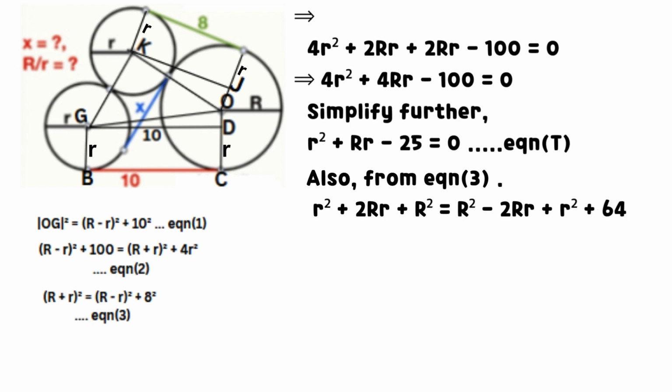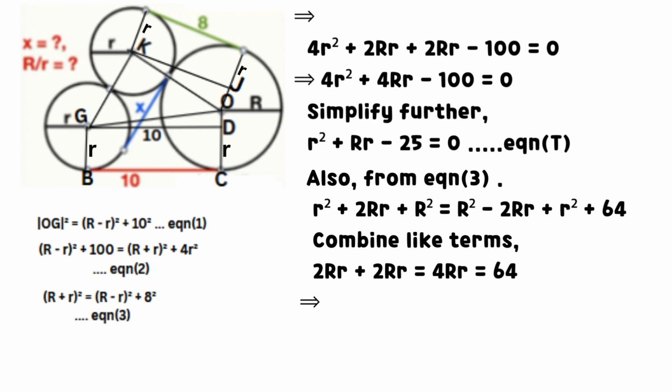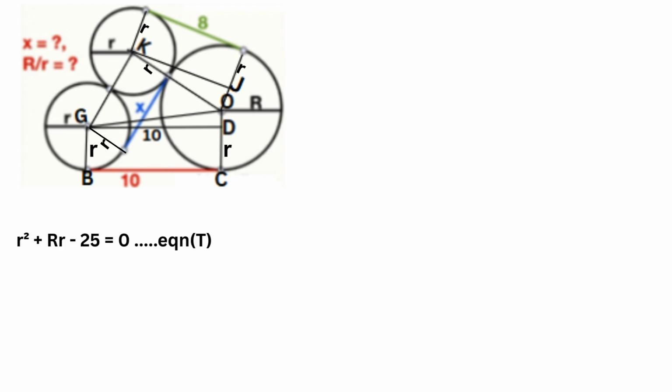Also, from equation 3, the sum of the square of small r and 2 times the product of r and small r plus the square of r equals the square of r minus 2 times the product of r and small r plus the square of small r plus 64, as shown on the screen. Cancel equal but opposite sign terms in the equation and simplify. Combine like terms and divide the equation by 4 times small r. We have that r equals 16 divided by small r, after simplification. We call it equation Z.